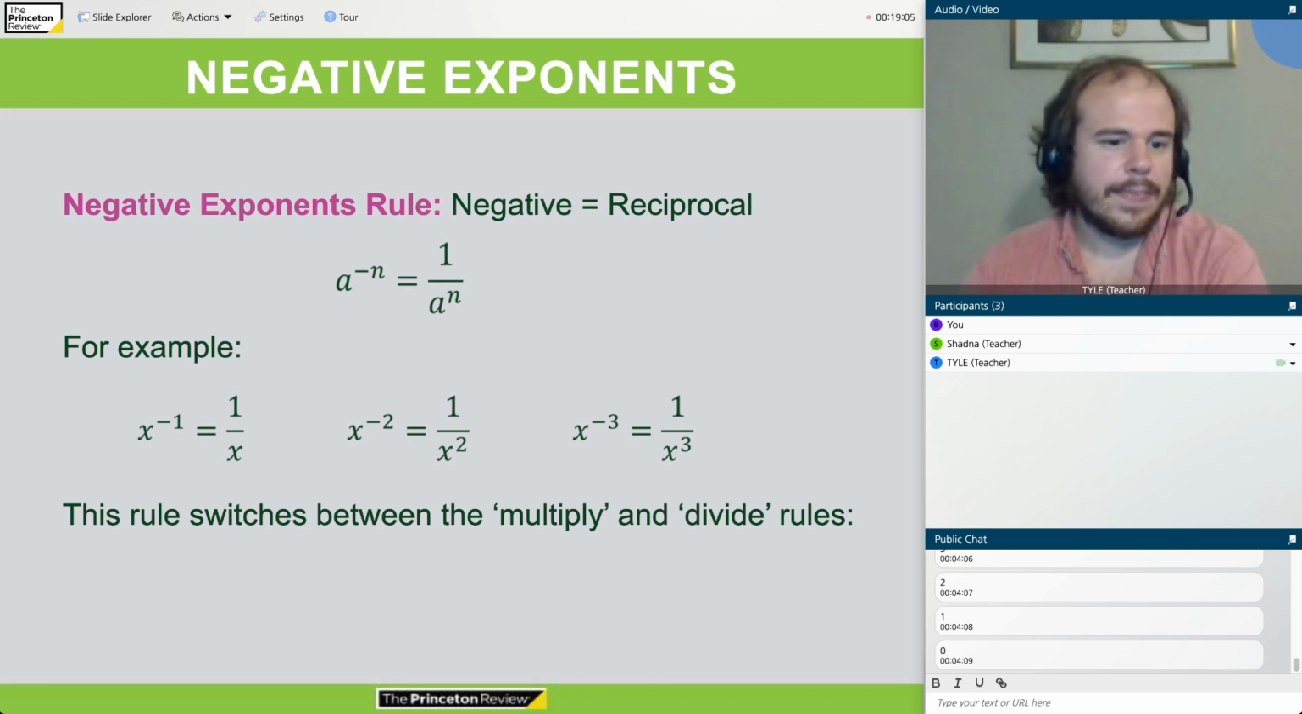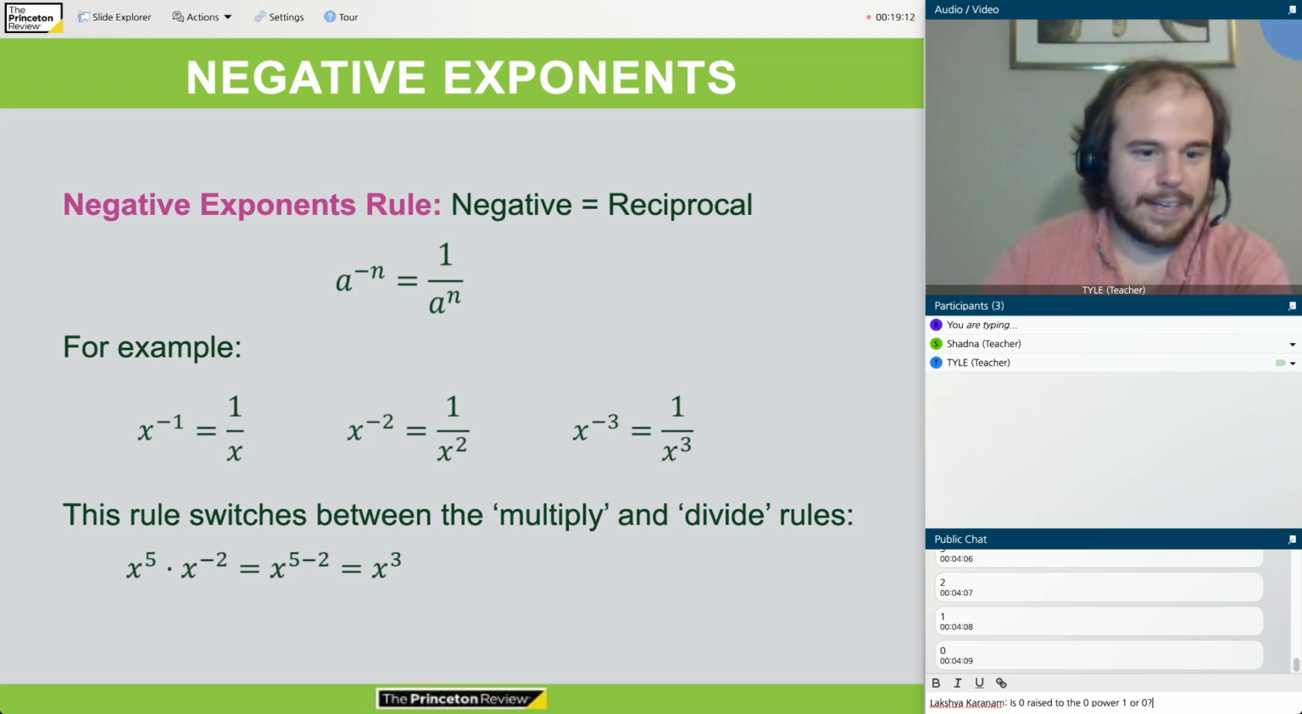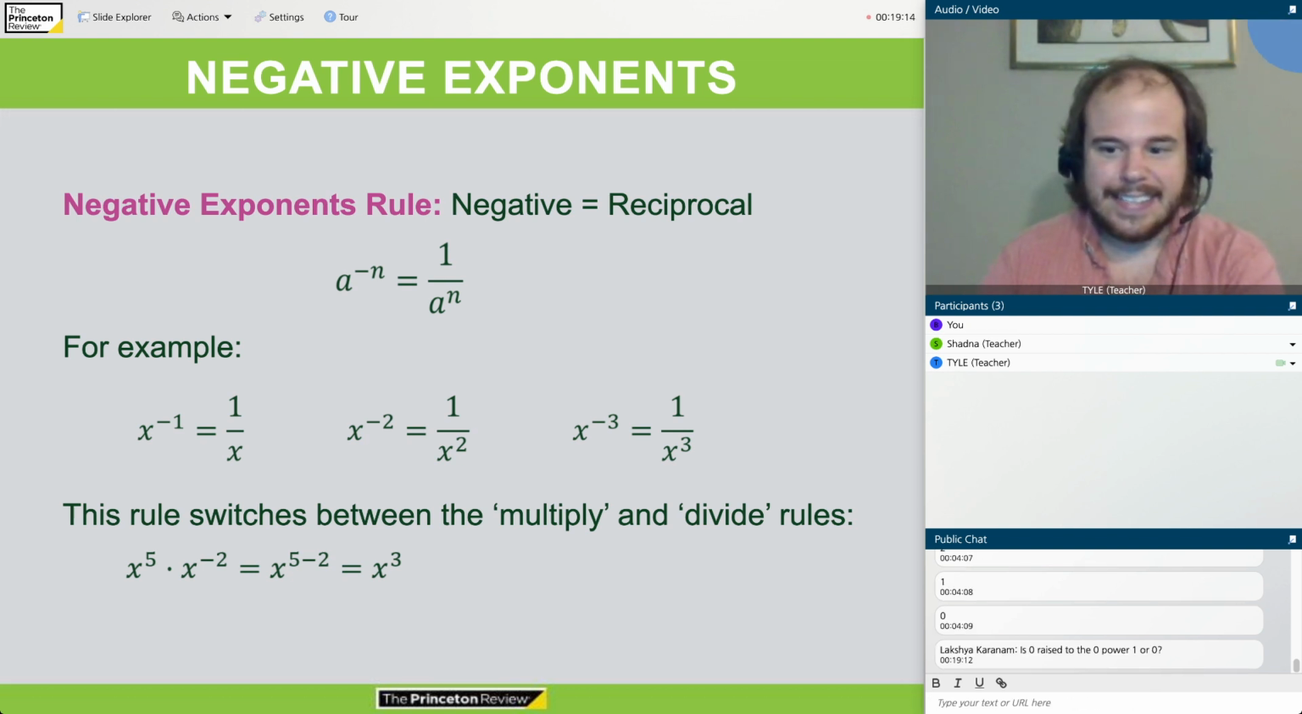You might notice that this rule switches between the multiply and divide rules. So for example, x to the fifth times x to the negative second is x to the 5 minus 2, which is x to the third. That's using the multiply rule.